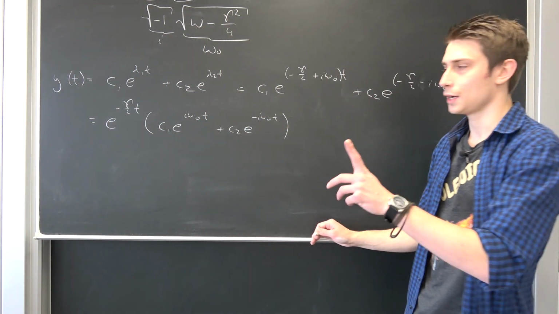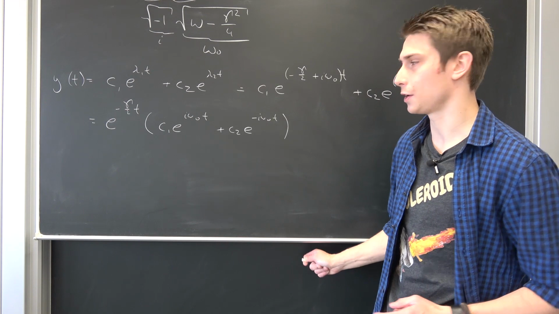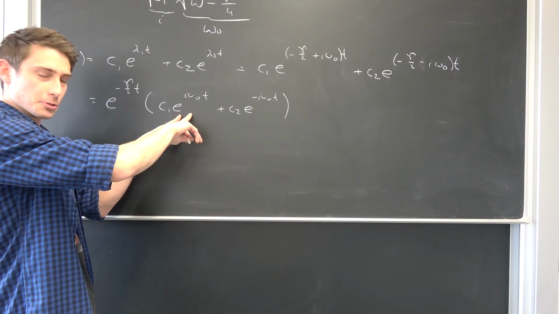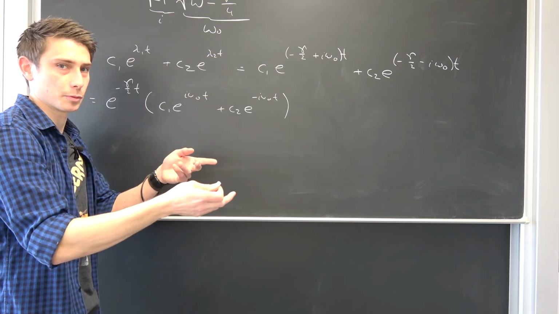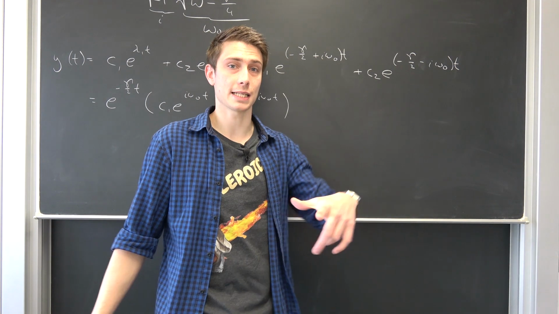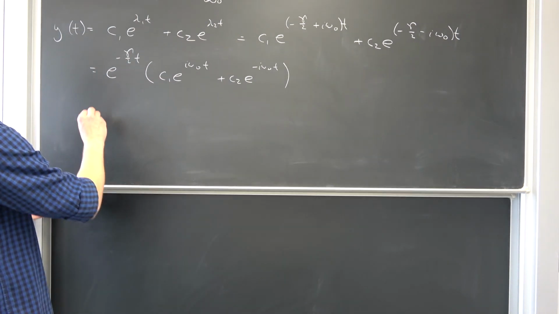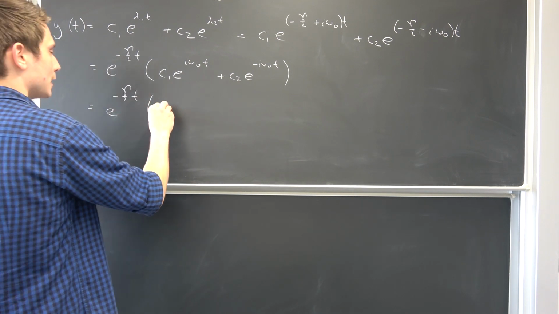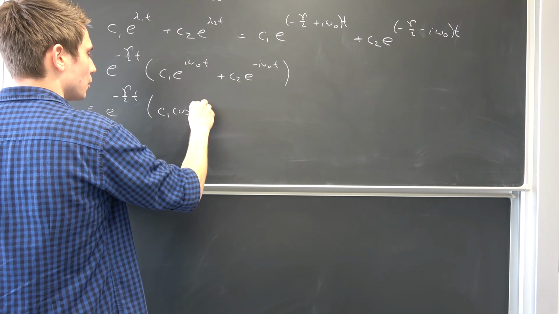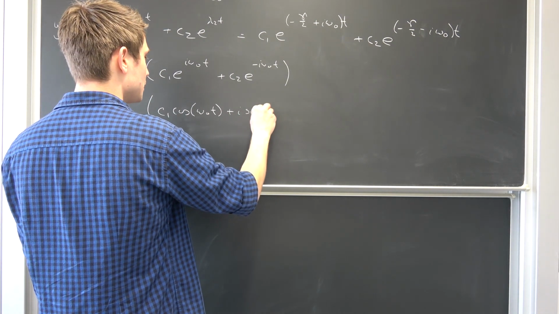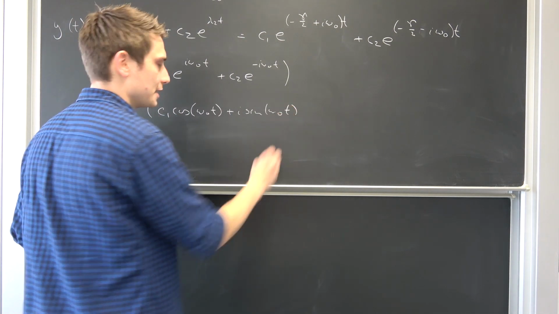And now, here comes the worst part, you could say. What we are going to do is break this up using Euler's formula. We have talked about this before. E to the I times x is nothing but the cosine of x plus I times the sine of x. We are going to get e to the negative gamma over 2 times t, and then we have C1 times cosine omega naught times t plus I times the sine omega naught times t.